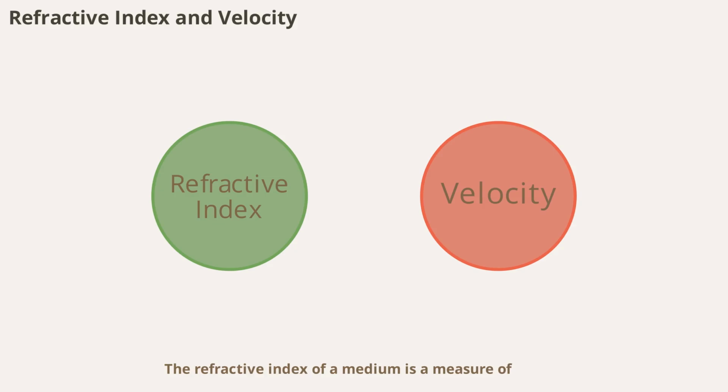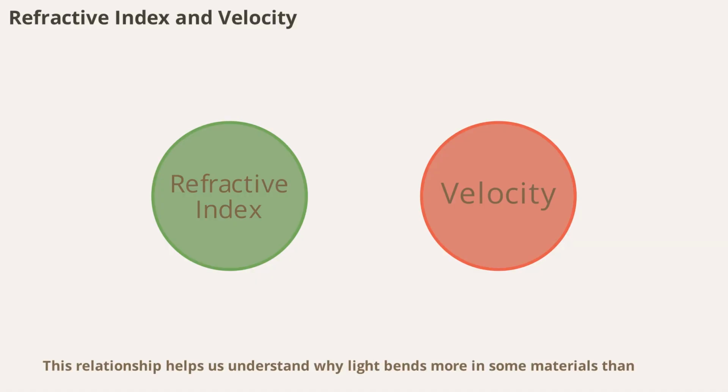The refractive index of a medium is a measure of how much it slows down light compared to a vacuum. There's a direct relationship between refractive index and the velocity of light in a medium. The refractive index equals the speed of light in a vacuum divided by the speed of light in the medium. This relationship helps us understand why light bends more in some materials than others, and is crucial for calculating how lenses and prisms will affect light.